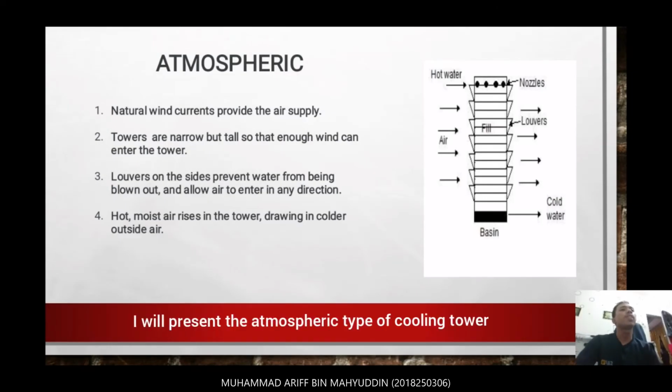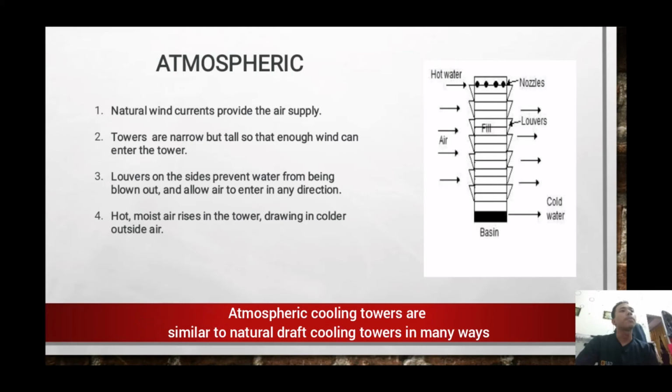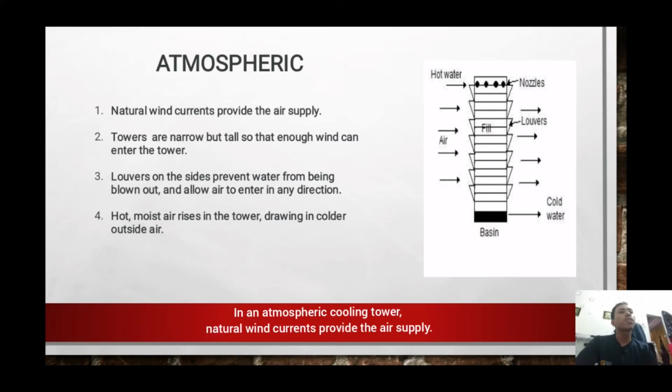Bismillahirrahmanirrahim. I will present the atmospheric type of cooling tower. Atmospheric cooling towers are similar to natural draft cooling towers in many ways. The main difference between the two lies in the mechanism of air movement. In an atmospheric cooling tower, natural wind currents provide the air supply. The towers are narrow but tall so that enough wind can enter the tower. Louvers on the side prevent water from being blown out and allow air to enter in any direction. Hot, moist air rises in the tower, drawing in colder outside air.